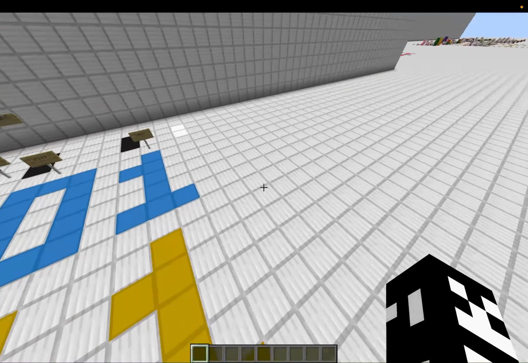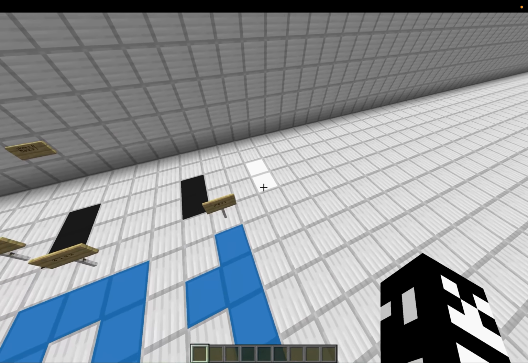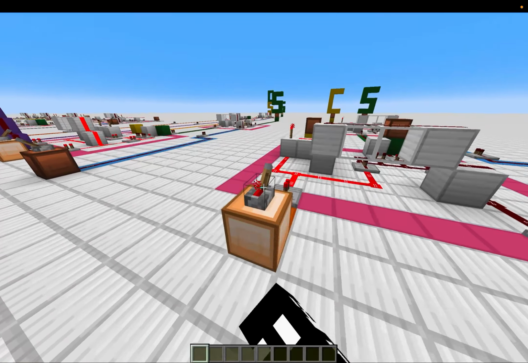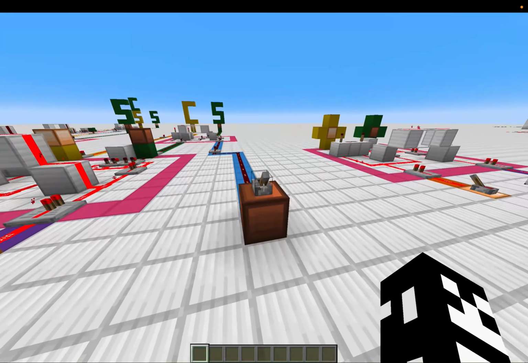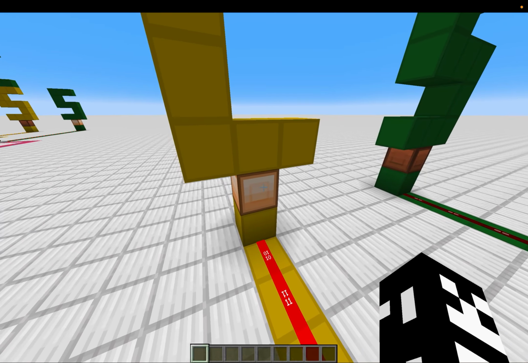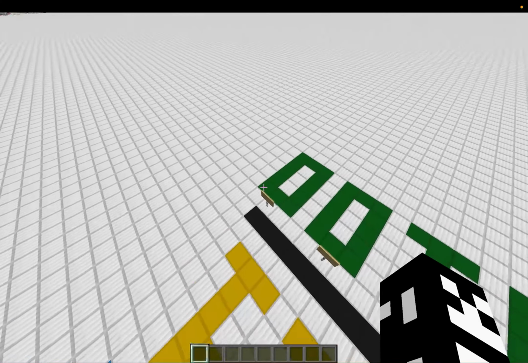Their sum is 0, carry out is 1, carry in is 0. Let's try that right now. Left bit is 1, right bit is 1, carry in is 0. As a result, their sum is 0, but carry out is 1. Carry out is 1, sum is 0.